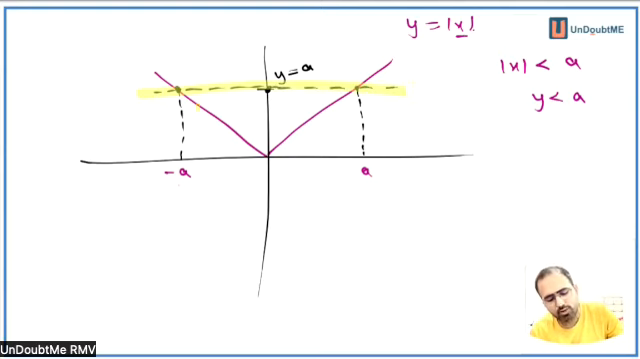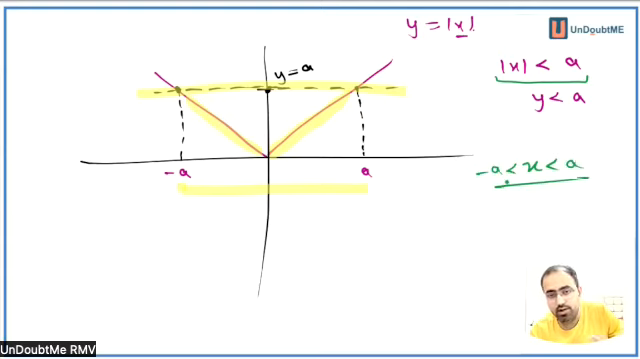Now we are looking for an inequality less than a. Less than a means we are looking for this region. And in this region, if you look at the x values, I can say that if mod x is less than a, then x has to be between minus a and a. It's not a result, okay? It's an observation. We are remembering it as a result, but we can observe it in the graph. So the x values are lying in this range for y less than a.